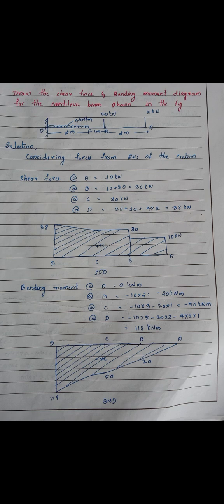And while drawing the bending moment diagram, one more point we need to consider: in a cantilever beam having a point load at the free end, the bending moment will be 0 at the free end, and at the fixed end the bending moment will be maximum. This is followed for all cantilever beams. In a cantilever beam, the bending moment will be maximum at the fixed end.